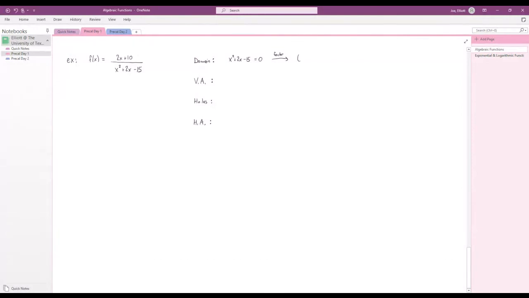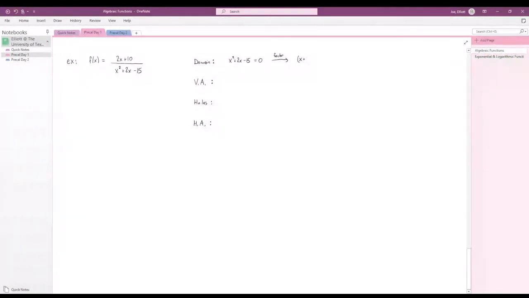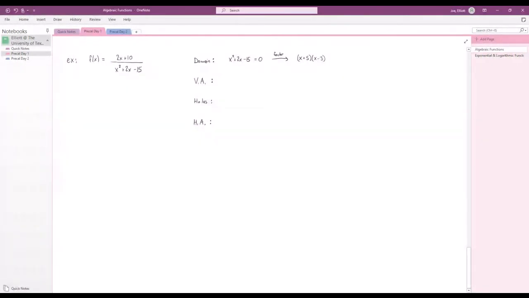Okay, yeah, okay. So I think you guys are getting it. Yeah, so if you look at this polynomial, it factors as x plus 5, x minus 3. Okay. To get the plus 5 and the minus 3, you needed two numbers that multiply to be negative 15, but they need to add to be positive 2. Okay. So then x equals negative 5 and positive 3. Yeah, these are the places that are not in the domain.